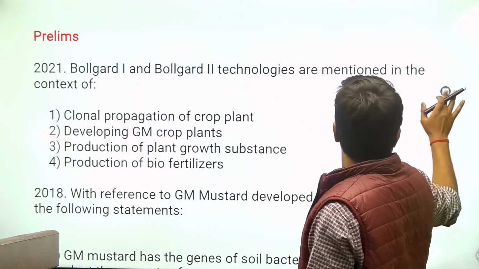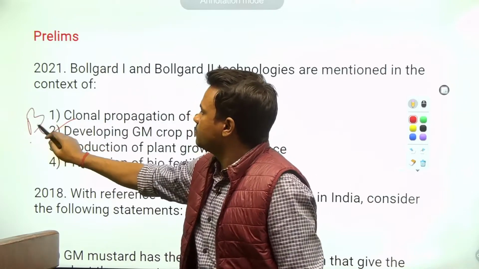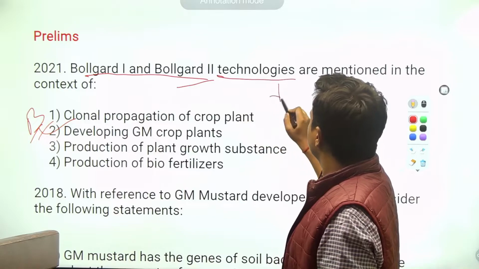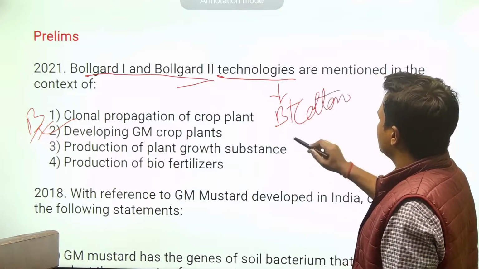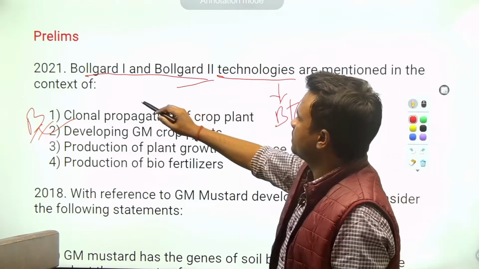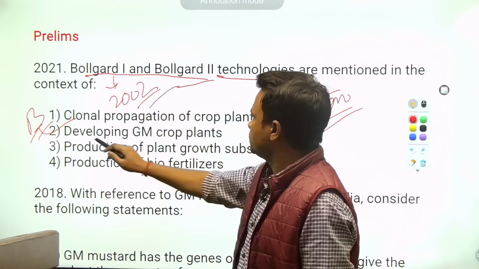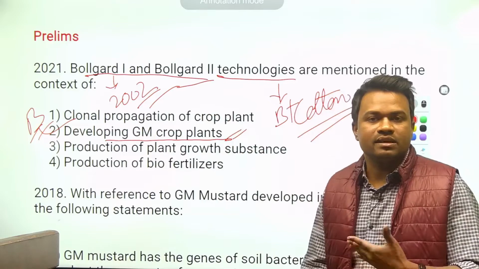So the answer will be B, for Bombay. These are the technologies for the BT cotton, the only GM crop permitted in India, in the year 2000. So developing GM crops is the technique by which BT cotton was developed in India.